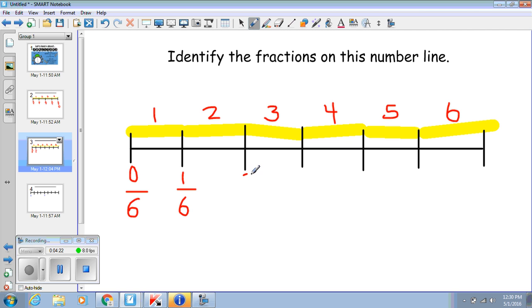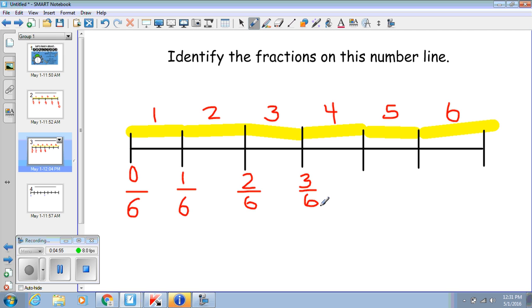Let's keep going, just counting across. This is 2/6. Numerator, denominator. Notice my denominator stays the same. At this point, I am 3/6 of the way across this number line. I want to stop for a minute here and just double check my thinking. 1, 2, 3. Now, how many more parts do I have to go on this number line? 1, 2, 3.